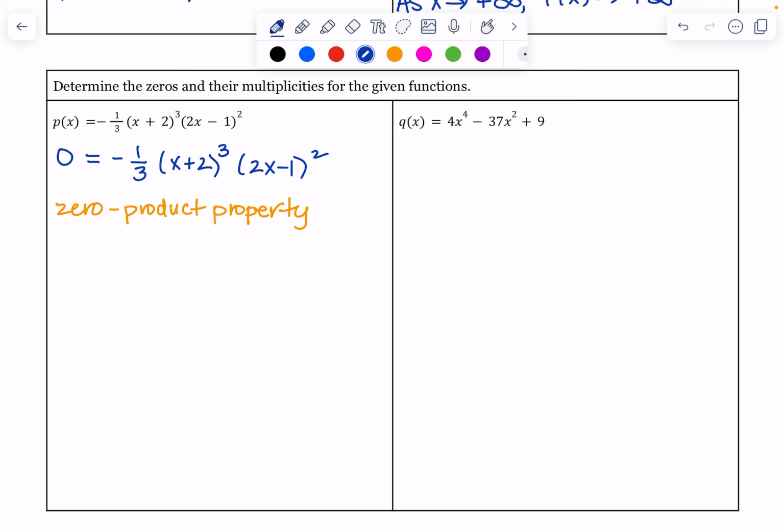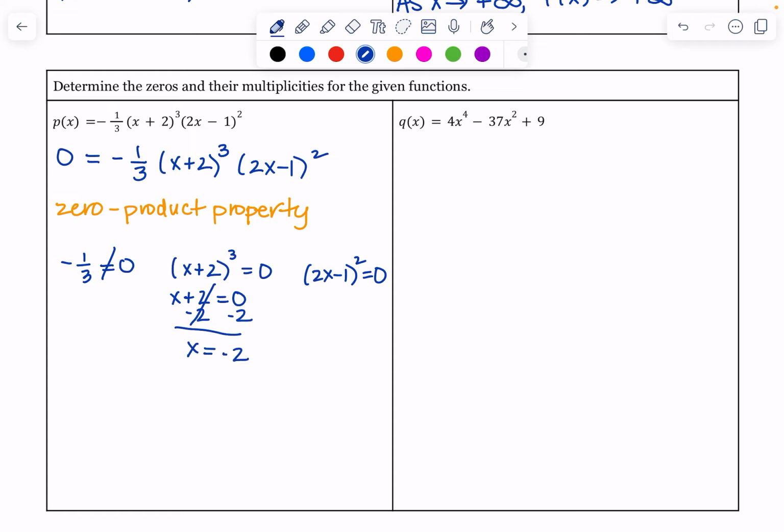Okay, and what that says is we can set each factor equal to 0. So I have negative 1/3 equals 0. That doesn't give me any zeros, okay? That just doesn't work. I have x plus 2 cubed is equal to 0. And I have 2x minus 1 squared is equal to 0. Okay, when I solve this first one, I'm going to have x plus 2 equals 0, because when I cube root that 0, it just gives me 0. I'm going to subtract 2. And I'm left with x equals negative 2.